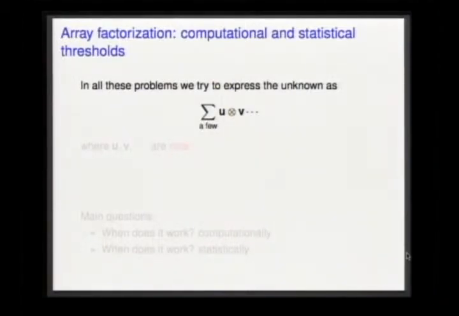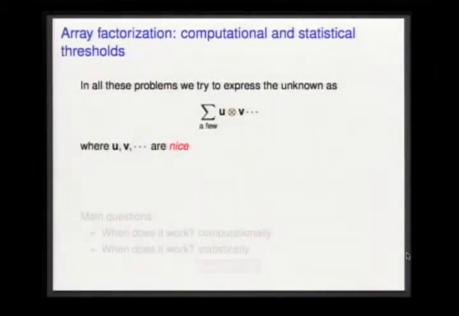So in all these problems, we try to express the unknown as the outer product of vectors, a few number of terms that are like outer products of vectors, and on each of these vectors, we may have some prior knowledge. We want them to be nice in some sense. So being nice can mean being sparse, being non-negative, etc.